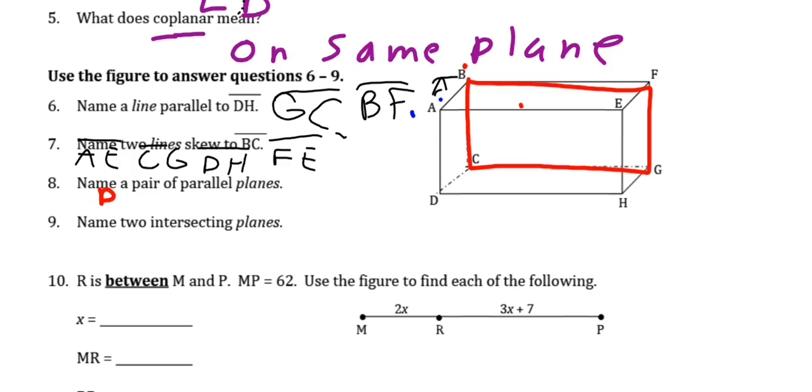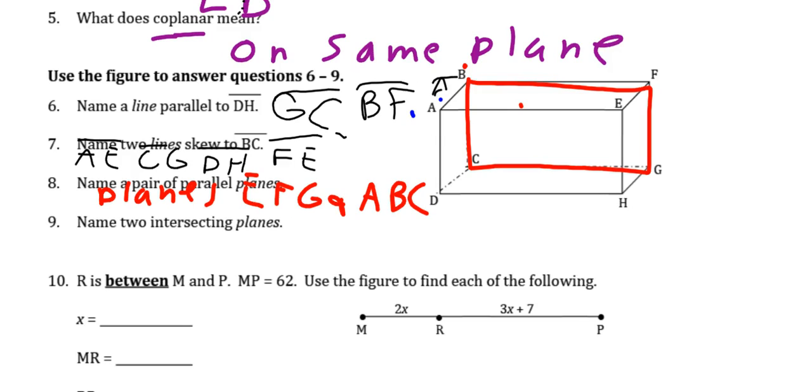So I'm just going to write down planes, and you only need 3 letters to name a plane. I'm going to do E, F, G, and A, B, C. So for me, that would be the left and right side of that figure.